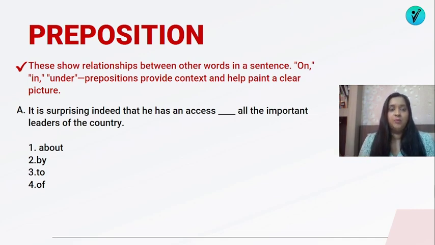Access of all important leaders, these are all living things, and you cannot have access of something. So it will be access to. So option 3 is the right answer.